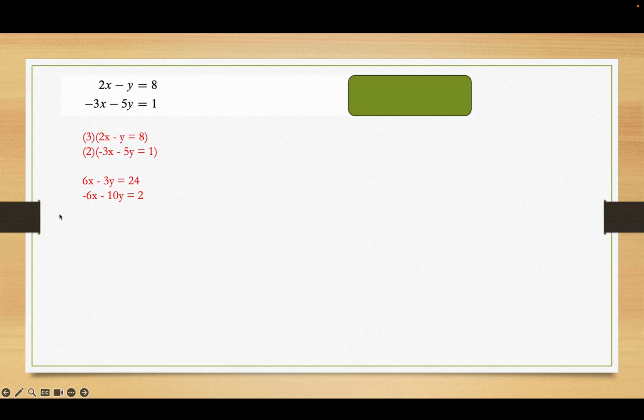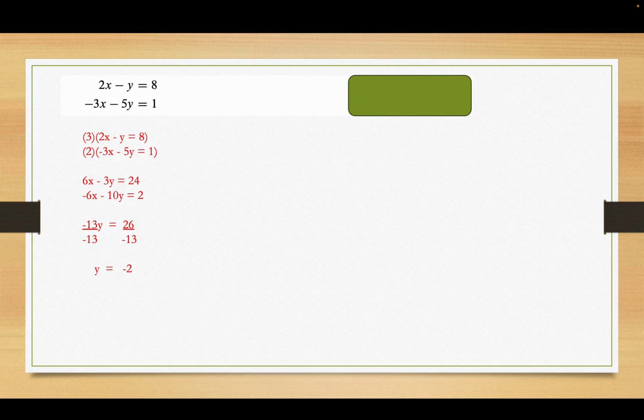Adding up the equations, you'll notice that the 6x and the negative 6x add up to 0. So I get negative 13y equals 26. Dividing by negative 13, I get y is negative 2. There is a tendency at this point for students to think that they are all done. No. You need to go back and get x, okay?